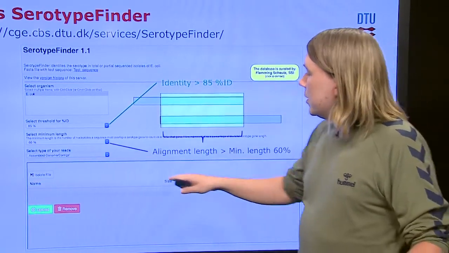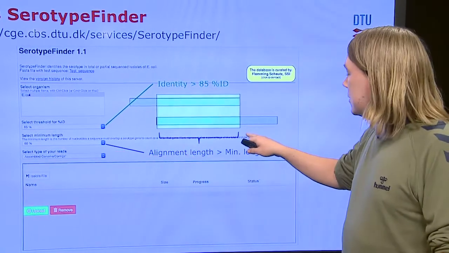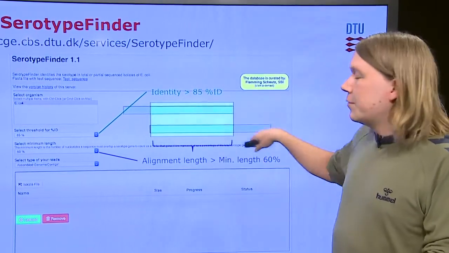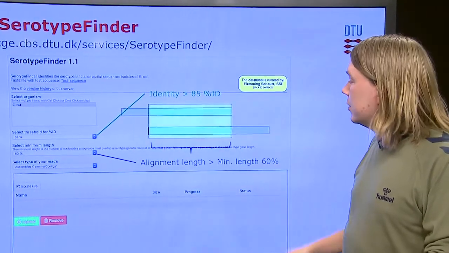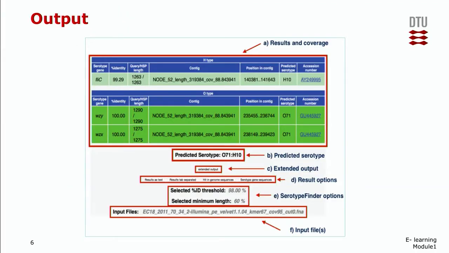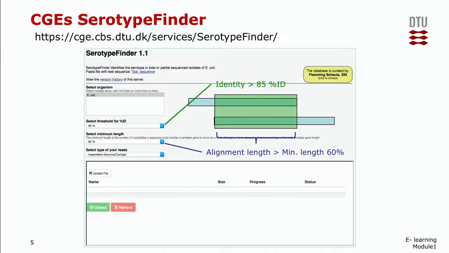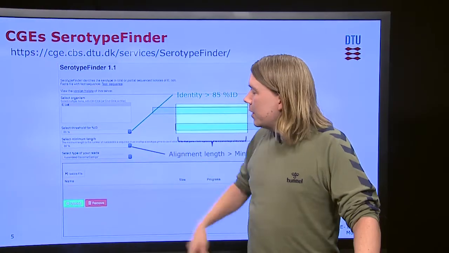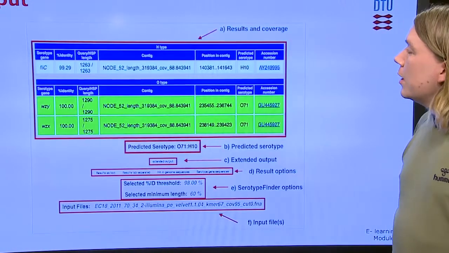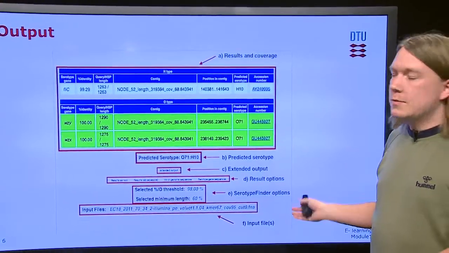Then the next option speaks about the length of this alignment region. So here it says that this region must be at least 60% of either of these two genes. And finally, you also have to specify the type of data that you put in. And then you upload, and you will get an output that looks something like this.